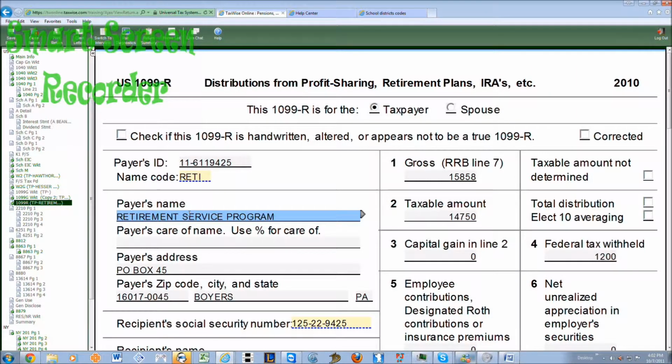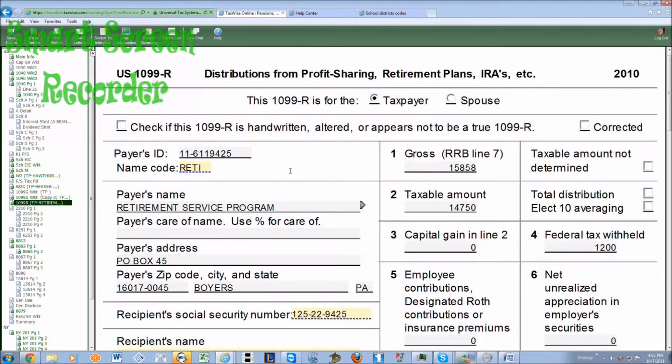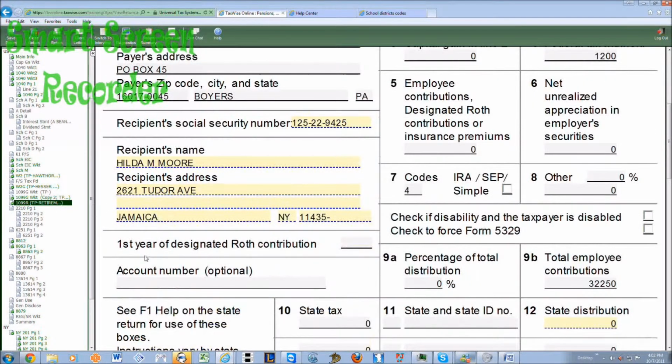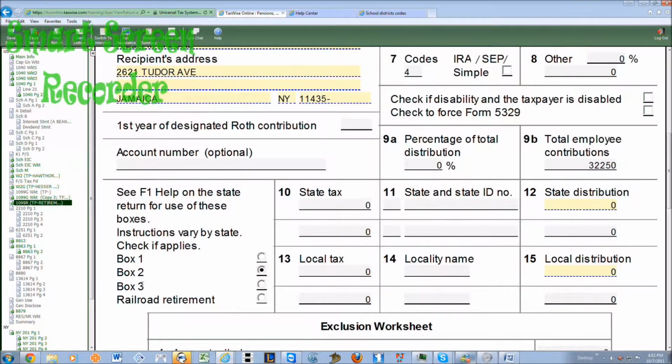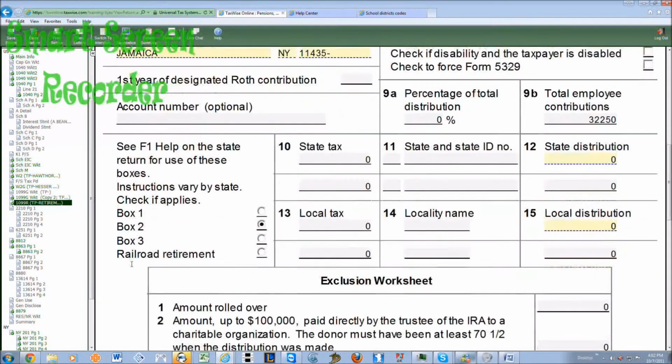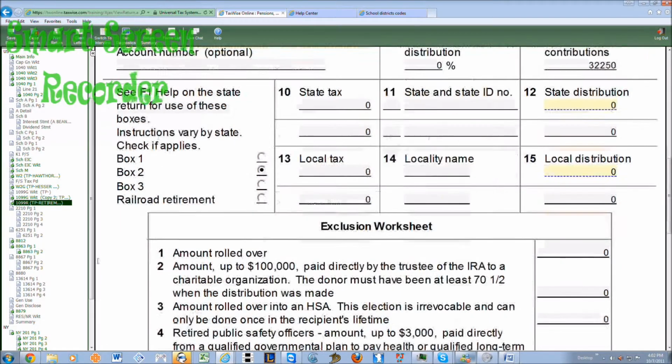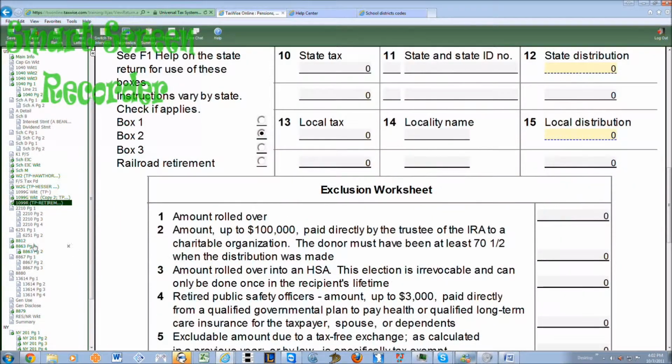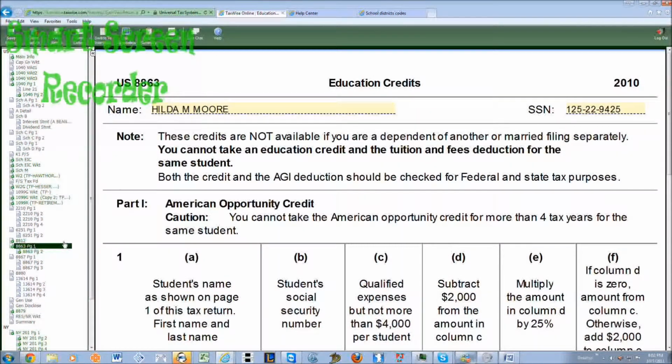If you come across a case where you might not be completely sure, don't just guess. You might want to call somebody or let them double check for you to make sure that you did make the right decision. All right. So that's it for box 1 and box 2 right here. Box 3 and real retirement, you guys don't have to worry about that because you should not be encountering anything like that. Alright, now moving on down to the education credits form.